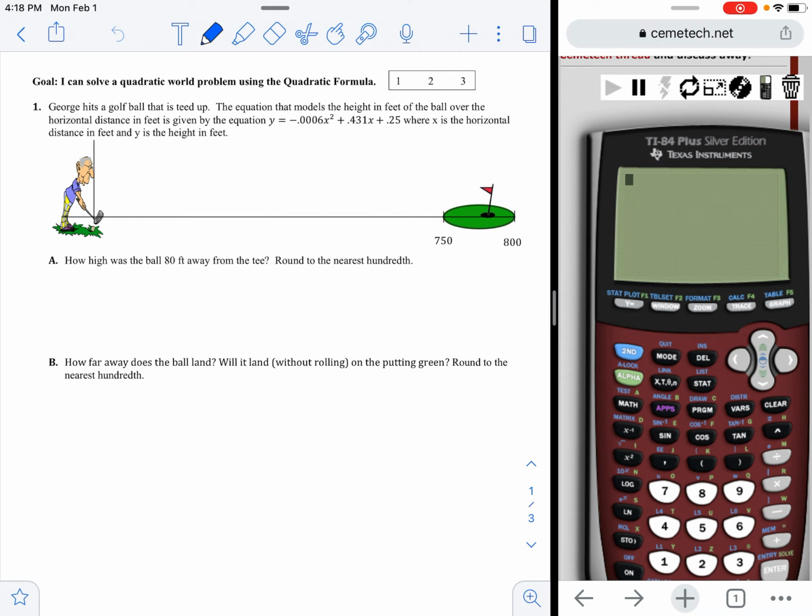If I'm asking you for x, you use the quadratic formula, right? If I'm asking you for y, then you're not going to use the quadratic formula. You'll see why in just a moment.